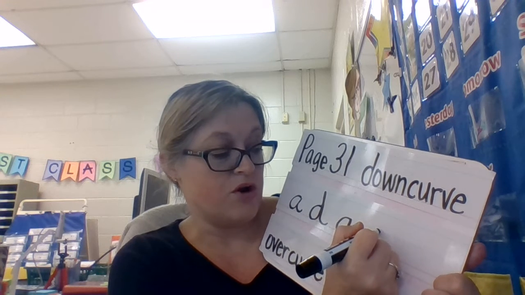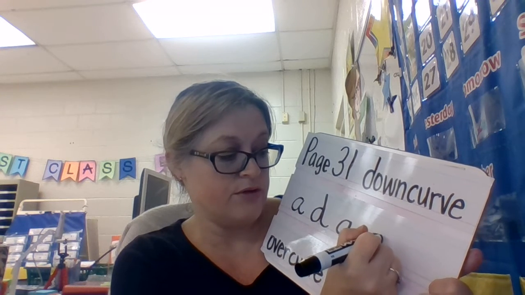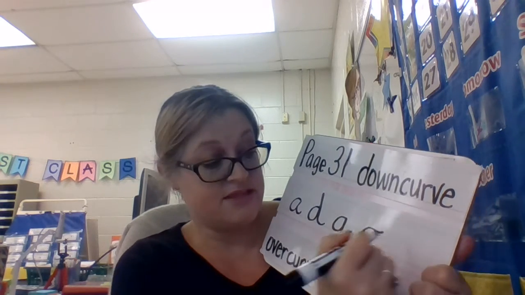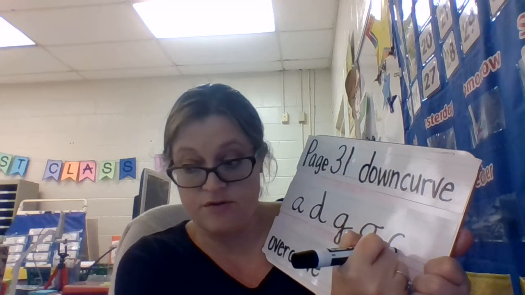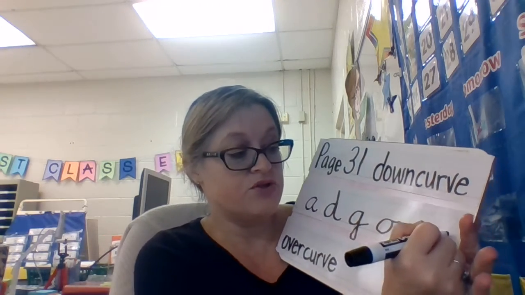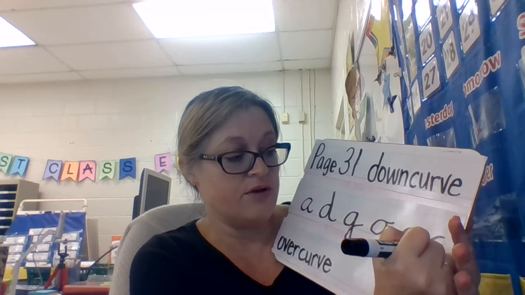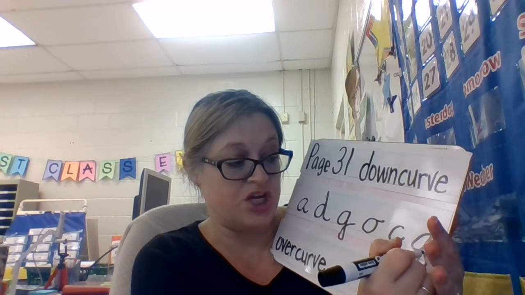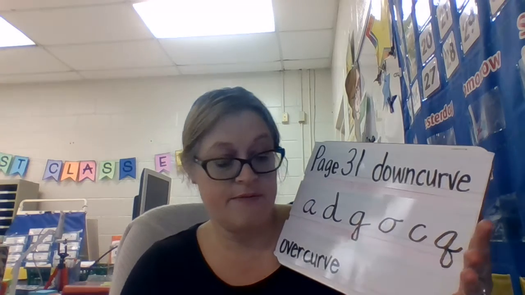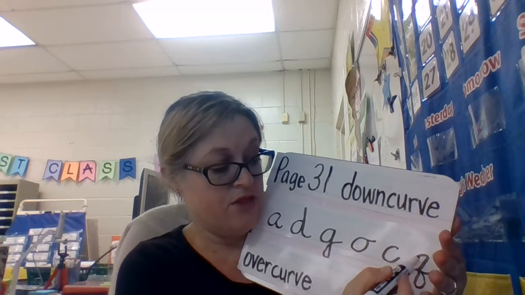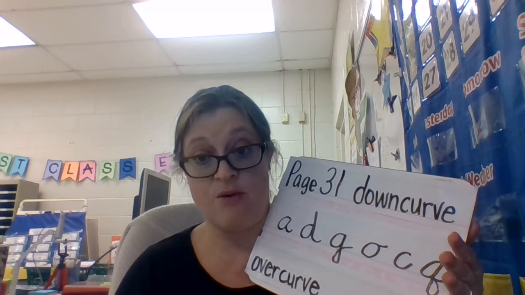O, start at the dash line, down curve around, and then that's going to connect it to its next letter. C, down curve around. C is pretty easy. And then Q, starting at the dash line, you're going to come down, down curve, loop it around, come down under the line, but you're going to go the opposite way of the G. So you see the difference: the G, the loop goes this way. The Q, the loop goes that way.